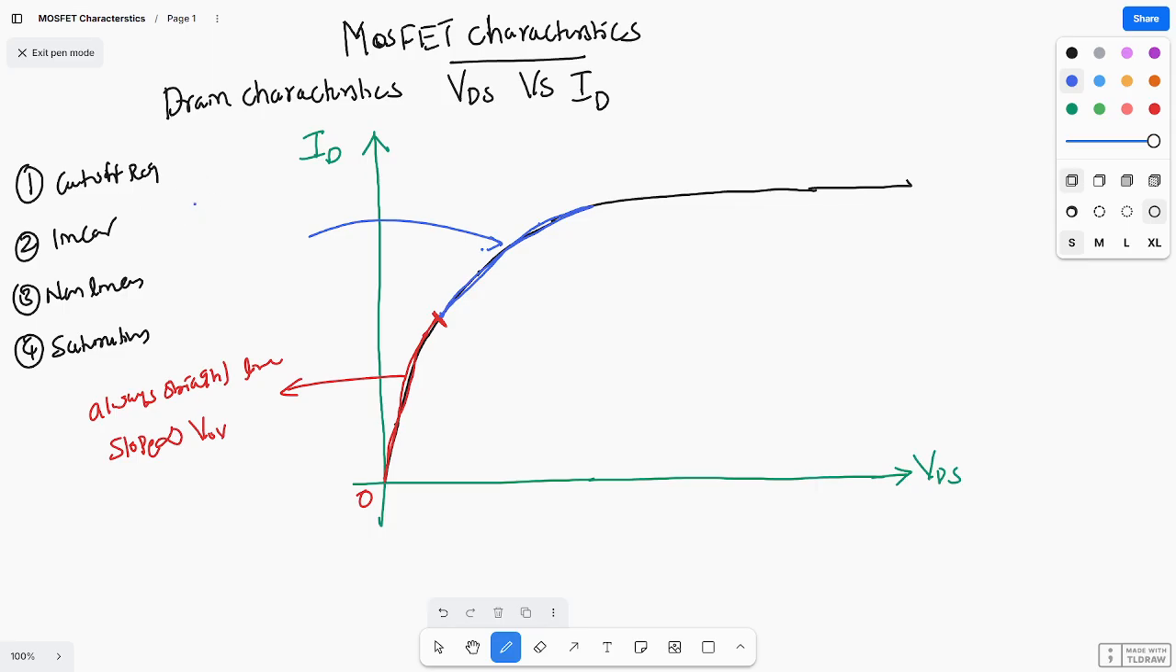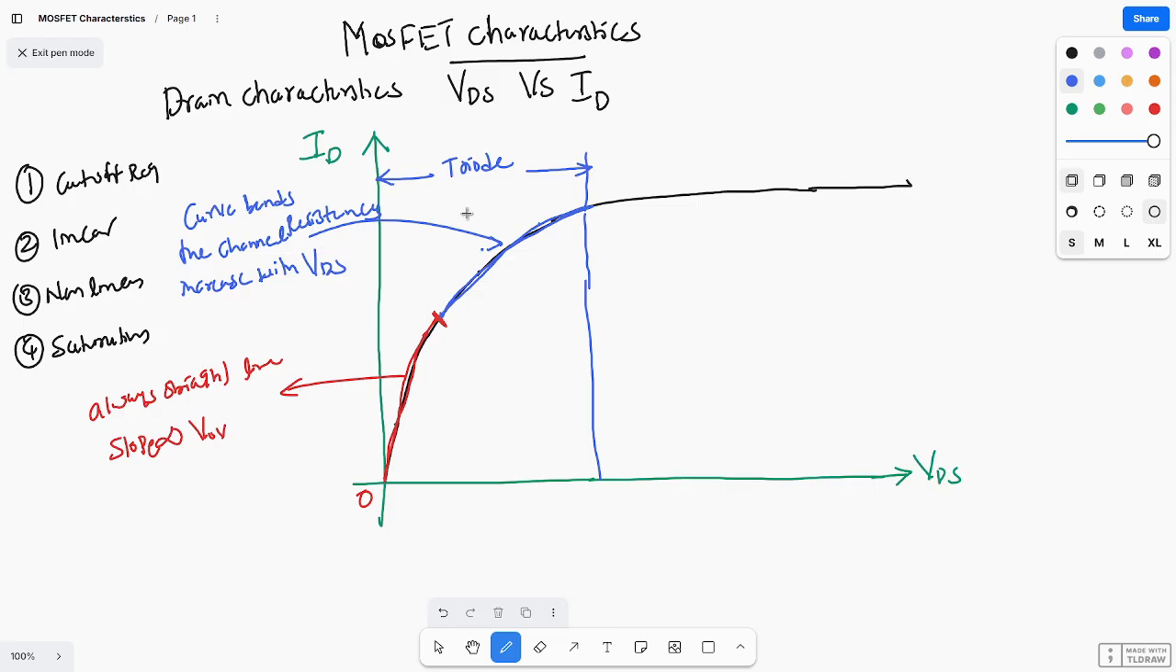So why does the curve bend? Because the channel resistance increases with VDS. From here to here, both the linear region and the non-linear region we call the triode region.